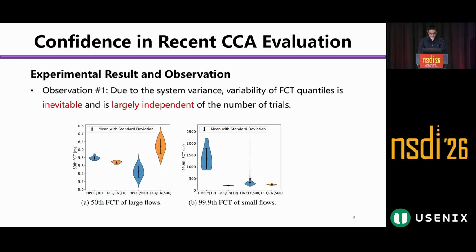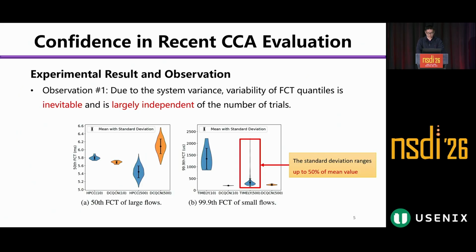And to validate the impact of these practices, we conducted experiments to show the impact of variability in experimental results. Based on the experimental results, we have two key observations. The first observation is that due to system variance, variability of FCT quantiles is inevitable and enlarged independent of the number of trials. The standard deviation ranges up to 50% of the mean value.